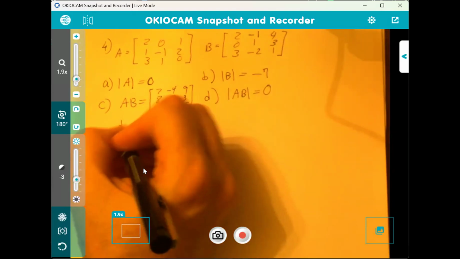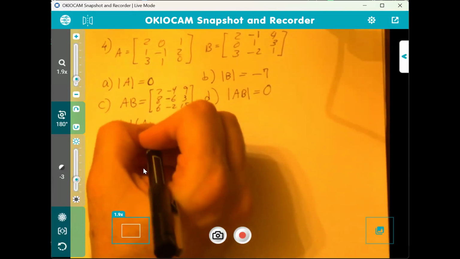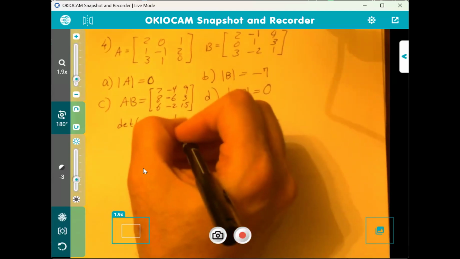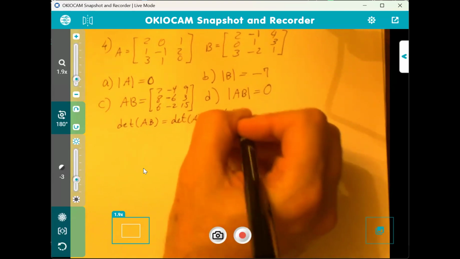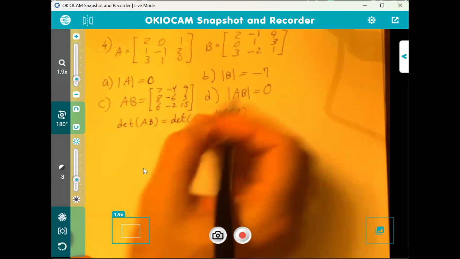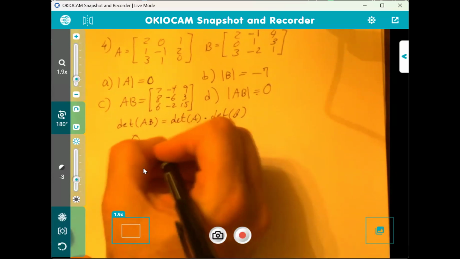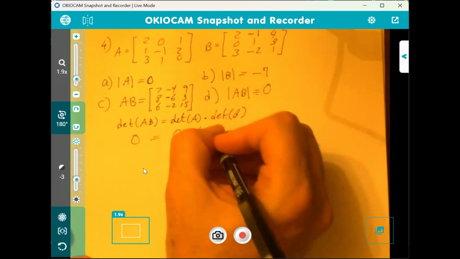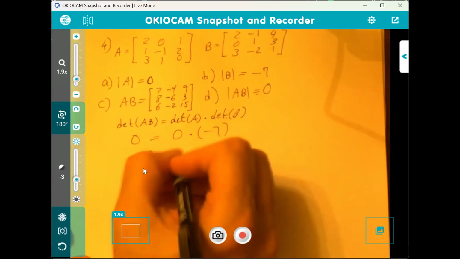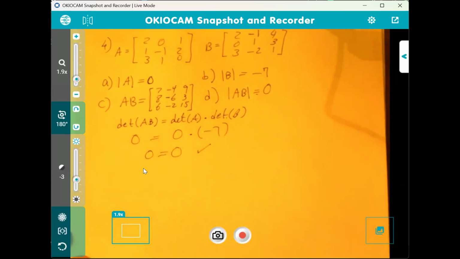Now, remember, the theorem said the determinant of AB is the determinant of A times the determinant of B. Determinant of AB, we just showed that's 0. Determinant of A, 0. B, negative 7. 0 equals 0. Checks. So that's what that exercise was calling for. It said just verify that.